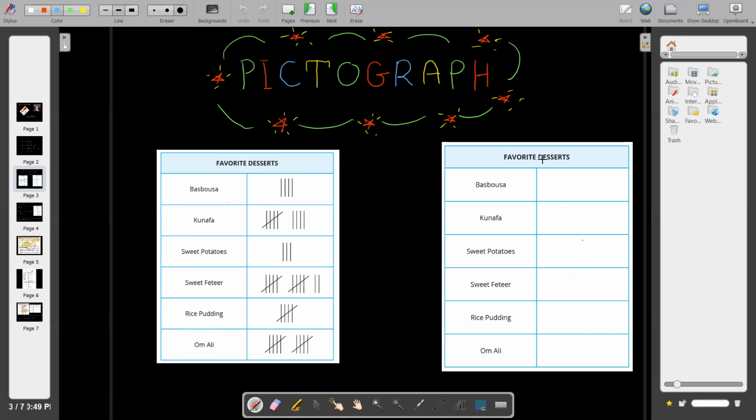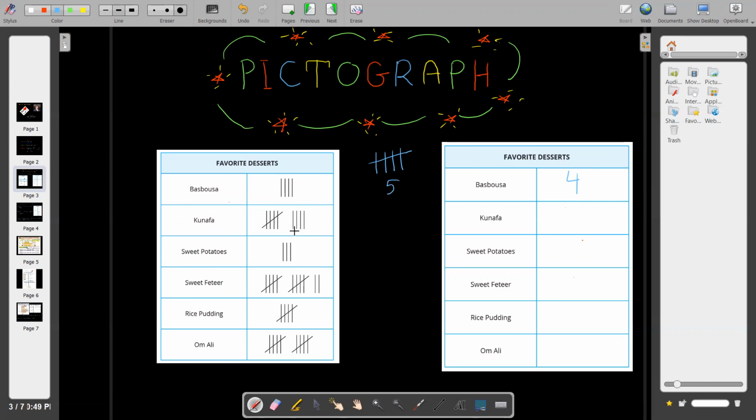Okay, first we want to complete this table. We want to change this pictograph into numbers. How many children like basbousa? We count the dashes, 1, 2, 3, 4, or it's called tally. We write here 4. Here, this is called a bunch of 5. We write 1, 2, 3, 4, and the fifth one, we cross it, because it will be 5.